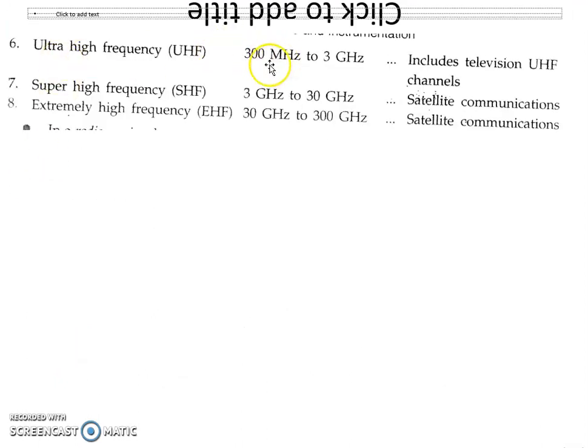If the frequency is between 300 MHz and 3 GHz, it is called ultra high frequency, UHF, which includes television ultra high frequency channels. If the frequency range is 3 GHz to 30 GHz, it is called super high frequency, which is used for satellite communication. And if the frequency is between 30 GHz and 300 GHz, it is called extremely high frequency, which is also used for satellite communication.